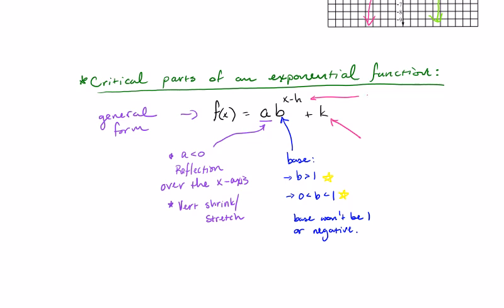Right? h is your left and right shift. It doesn't change the look of the graph necessarily either. The one thing I will say is if there's a negative in front of the x, then that would flip over the y-axis. And then the last one, k, is your up and down shift. But the second thing about k is that it is also the horizontal asymptote.